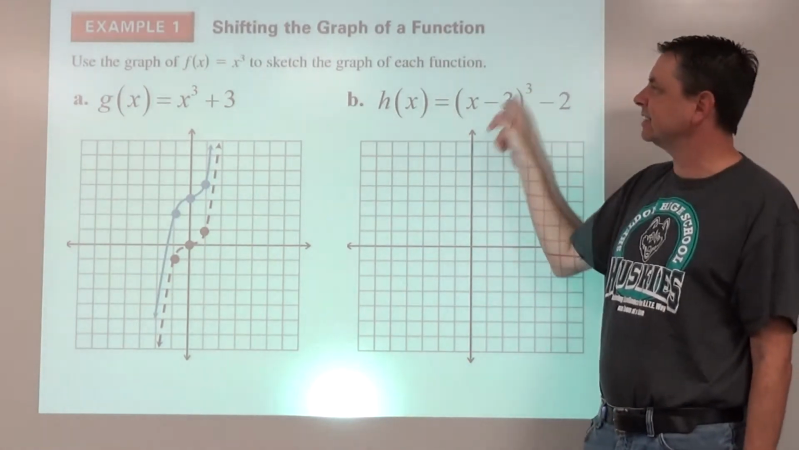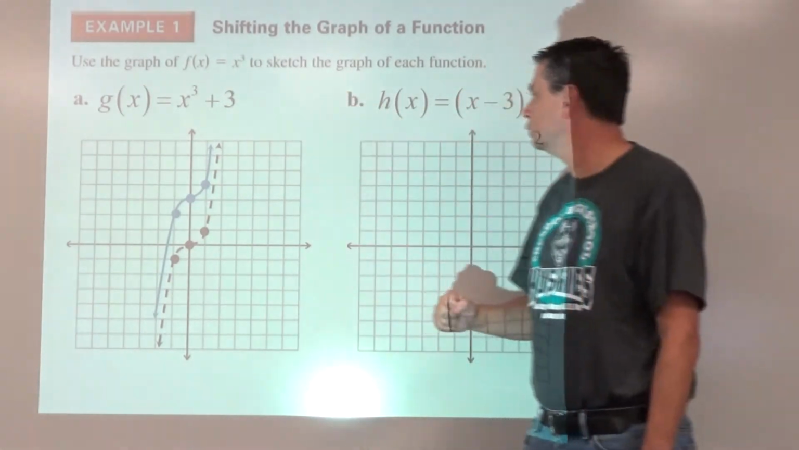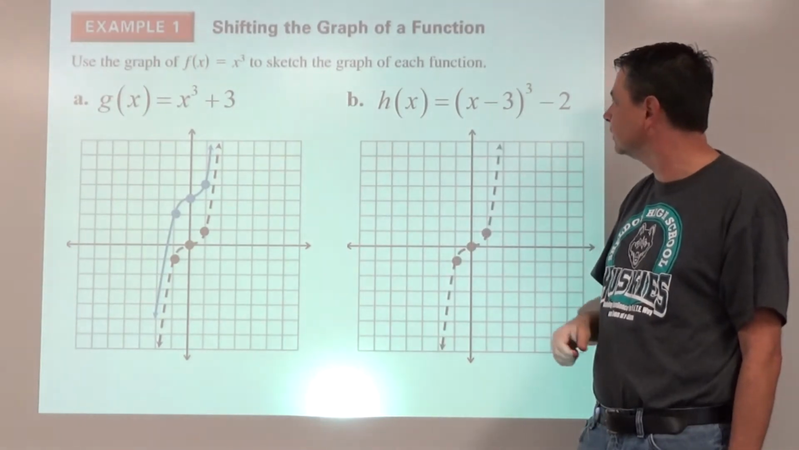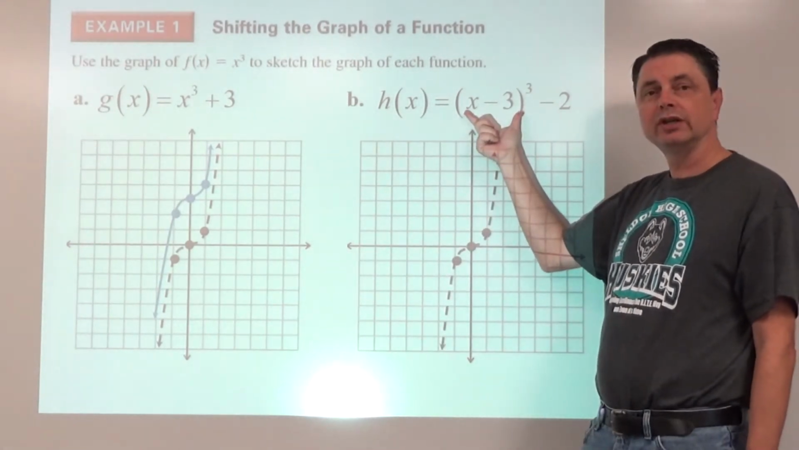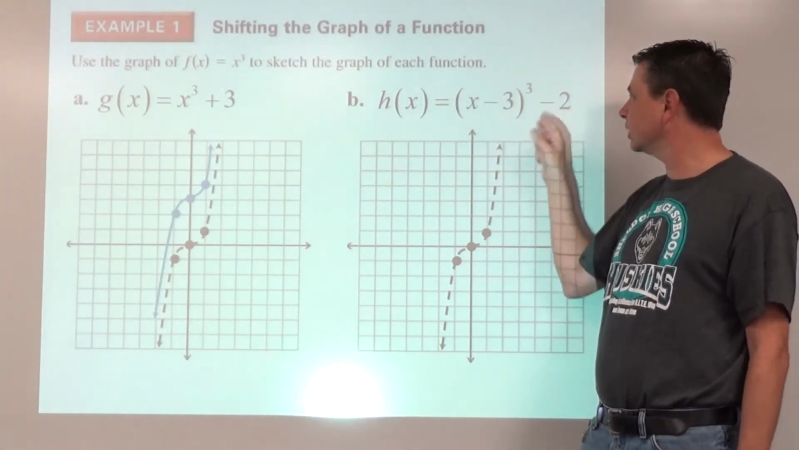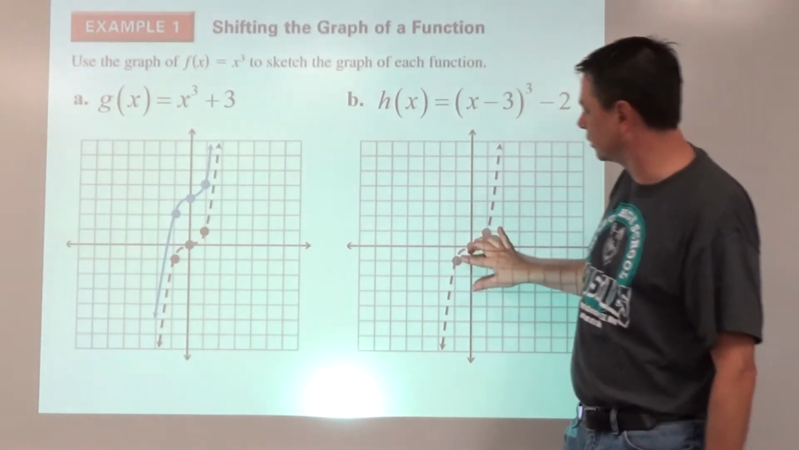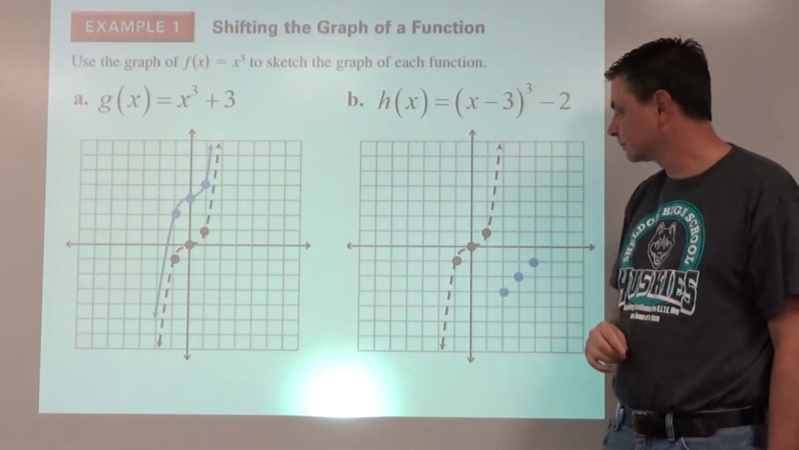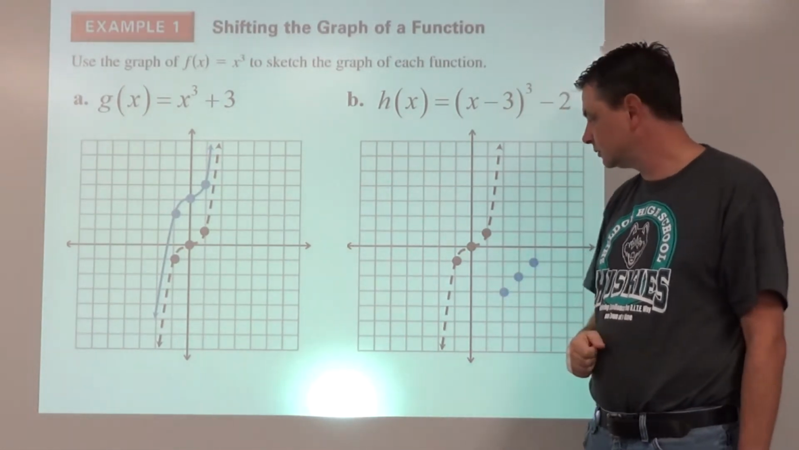H of x, same parent function, x cubed. So we're going to have the same base graph, parent function, parent graph. And now we're going to shift right 3, down 2. So we're going to take all 3 points. Right 3, down 2, relocate them, redraw the graph.